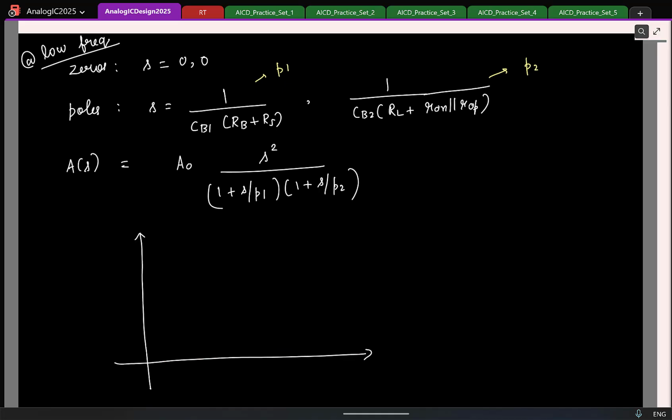What is the variable for the frequency? S. Omega. Fine. What is the y-axis? Magnitude. Maybe in dB or anything. So which means to plot, I have A of S to plot mod A versus omega. What should I do first? I substitute S as. So now tell me, how will the Bode plot look like for this? I have a square term.